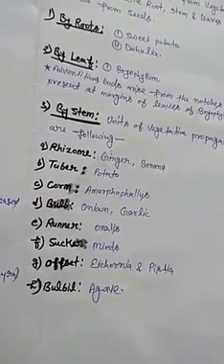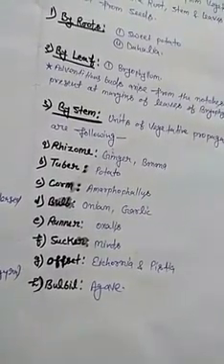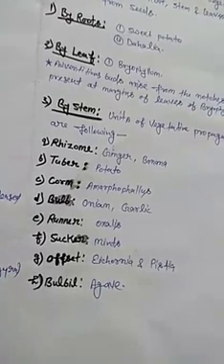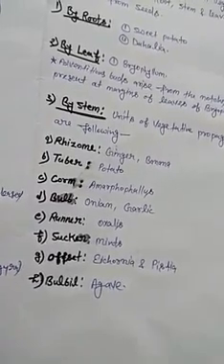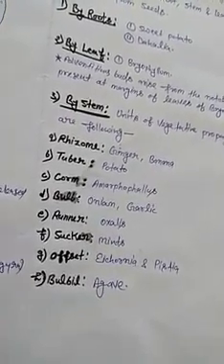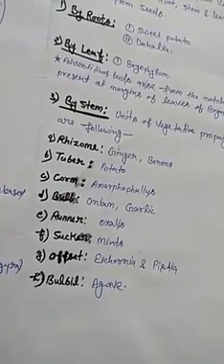Example of rhizome: ginger and banana. Tuber, potato. Corm, Amorphophallus. Amorphophallus is also known as jimikand or elephant foot. Bulb, onion and garlic. Runner, oxalis. Sucker, mint. Offset, Eichhornia and pistia. Eichhornia is also known as water hyacinth or terror of Bengal. And bulbil, agave.